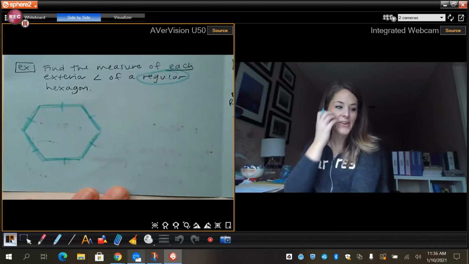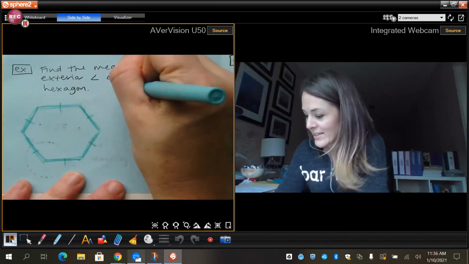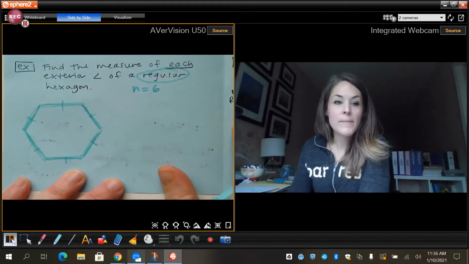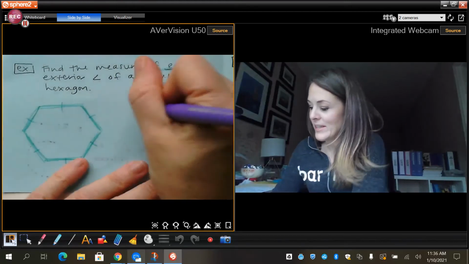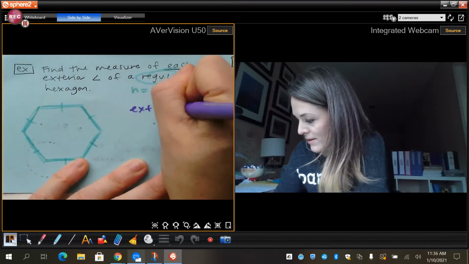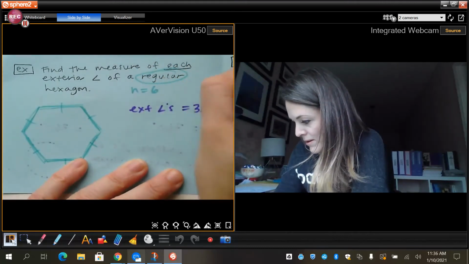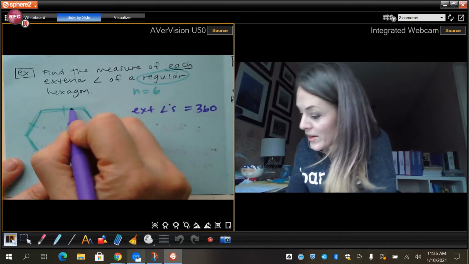Okay, so regular hexagon. So I have 6 sides. All right, so we know that exterior angles add up to 360. Okay, and so I could draw those.